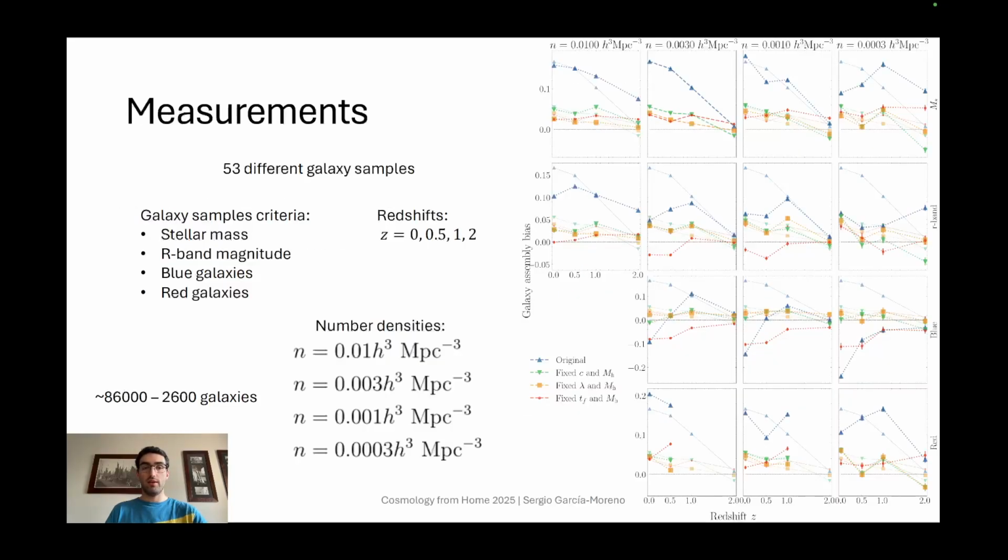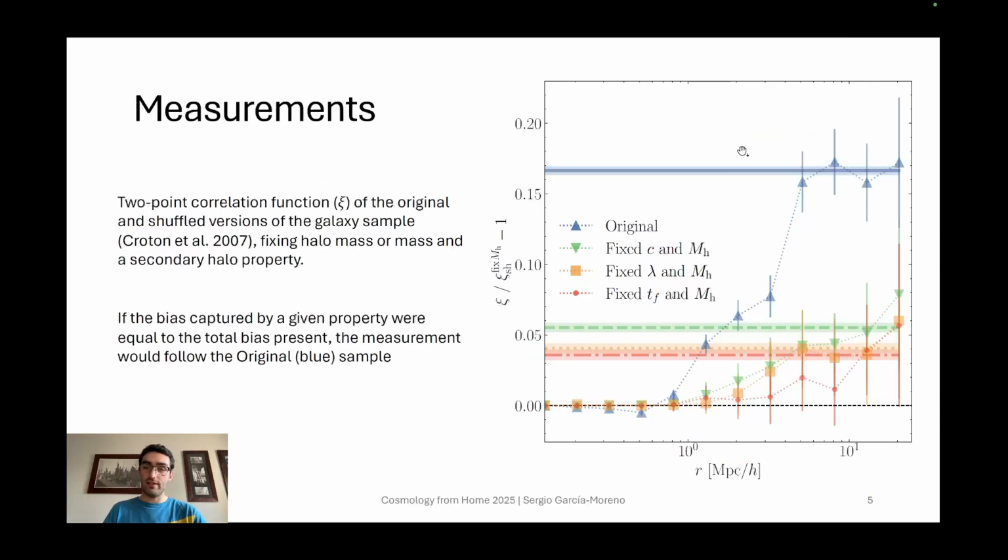Following this procedure, we have measured the galaxy assembly bias present in 53 different galaxy samples from the IllustrisTNG 300 simulation. These galaxy samples have different sample criteria, represented by the rows in the figure to the right, different redshifts in the horizontal axis of each individual panel, and different number densities in the columns of the figure. The vertical axis of each individual panel corresponds to equivalent figures like this, and each data point corresponds to the horizontal lines of the galaxy assembly bias measurements.